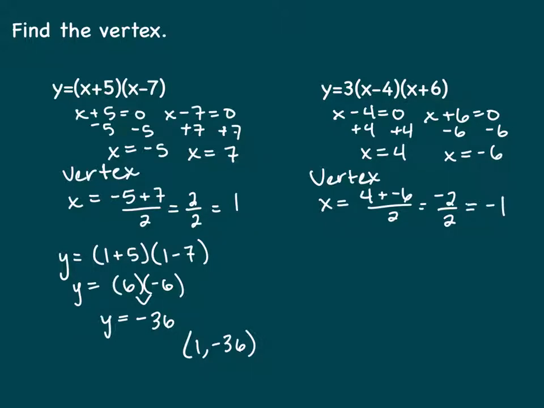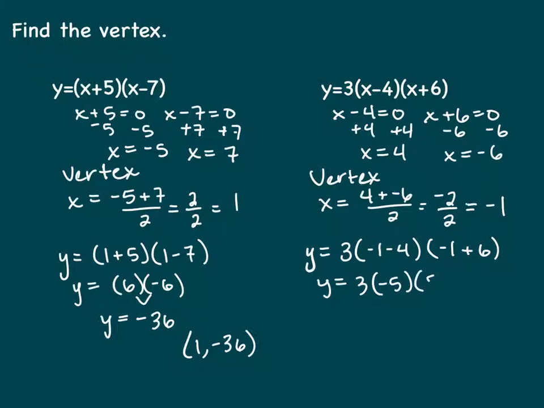And then I find y. And this is where that 3 comes into play. So original equation is 3 times x minus 4, so negative 1 minus 4, times x plus 6, so negative 1 plus 6. And then I evaluate. So 3 times negative 5 times positive 5.